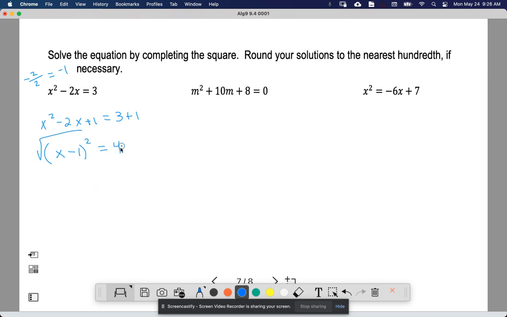And then we're taking the square root. So we get our two equations. x minus 1 equals a positive 2, and x minus 1 equals a minus 2. So over here, adding 1 to both sides, we'll get x equals 3. And adding 1 to both sides here, it's going to be a minus 1. And again, we can take both of these answers for checks and throw them back in and make sure they're correct.